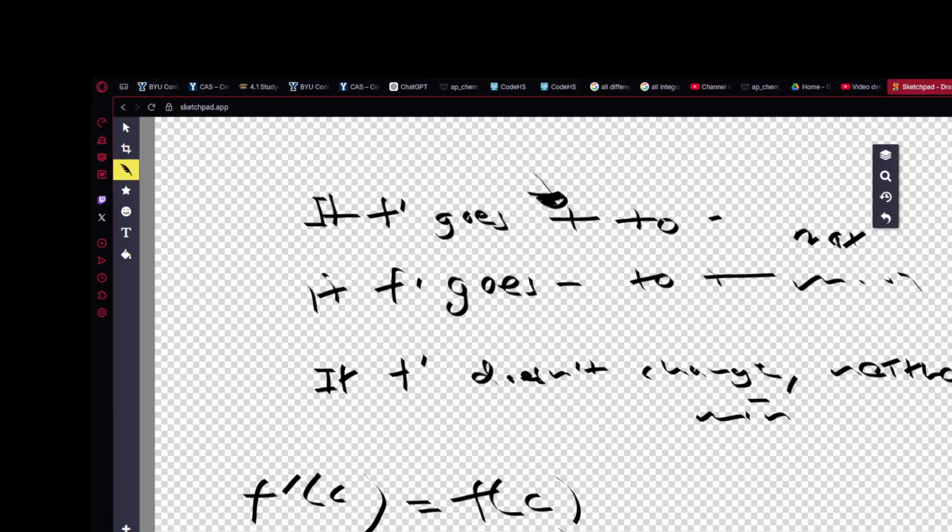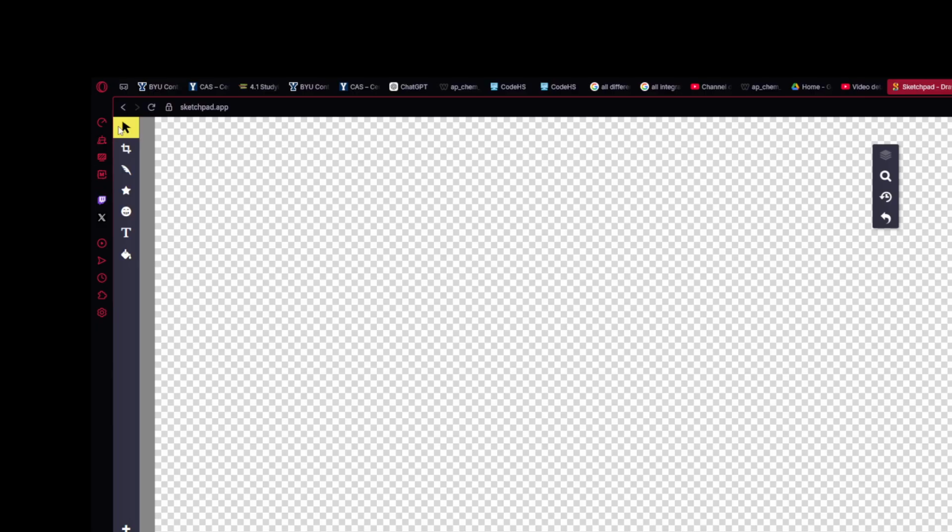So let's do another problem, and let me type this out because I am a lot faster typer. The function is x plus 2 sine x squared, on the interval, inclusive. Inclusive just means it includes the points.